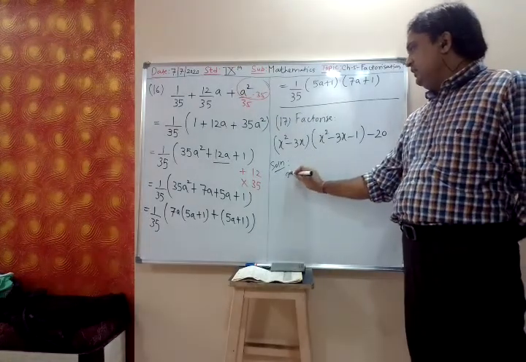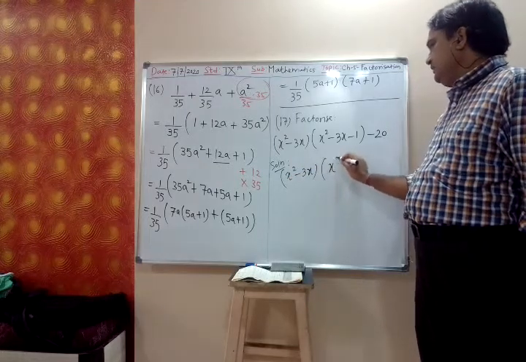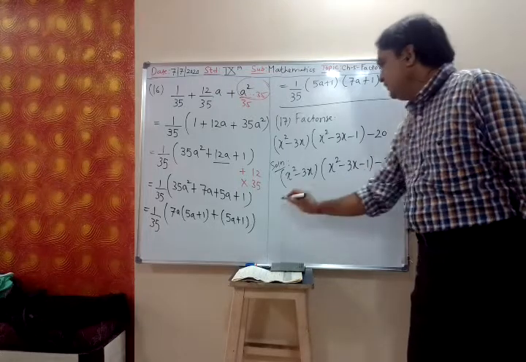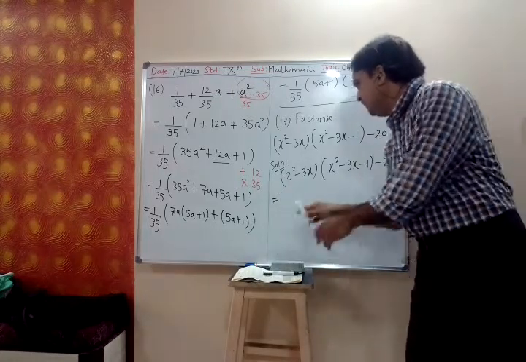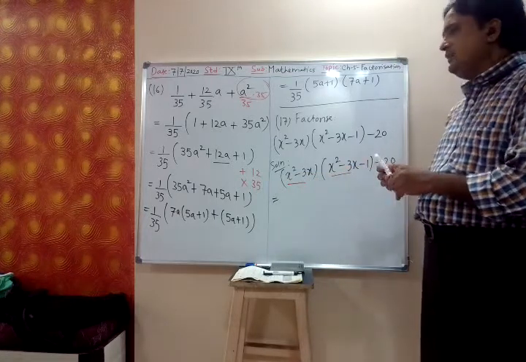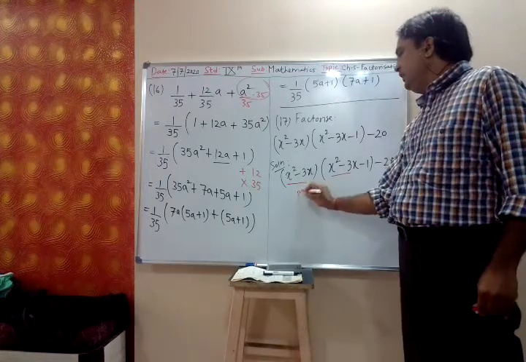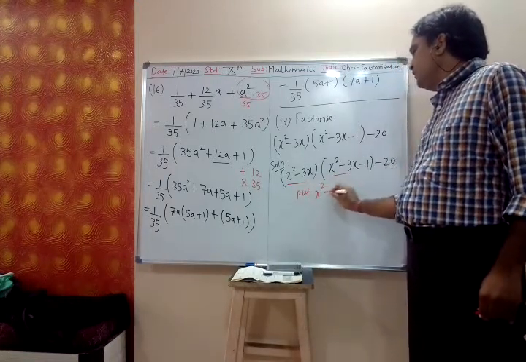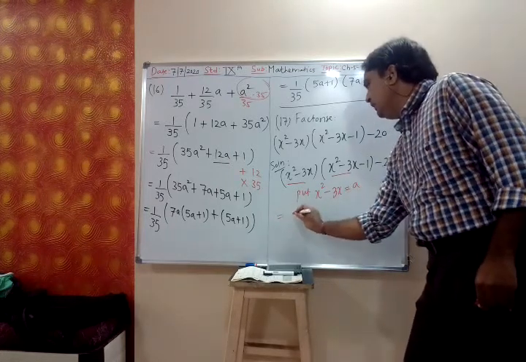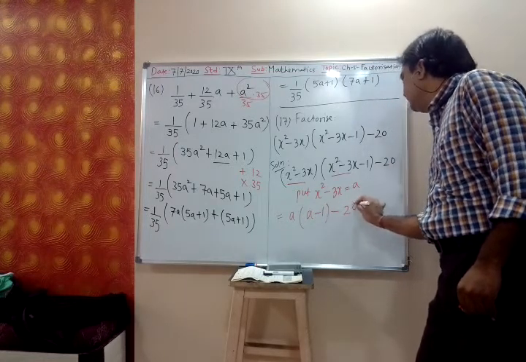Okay, let me write the 17th: x square minus 3x. Yes, the 17th I am solving. Let me solve. Now this x square minus 3x, I will take as some new variable, that is a. So put x square minus 3x equal to a new variable a. So this becomes a into a minus 1 minus 20.